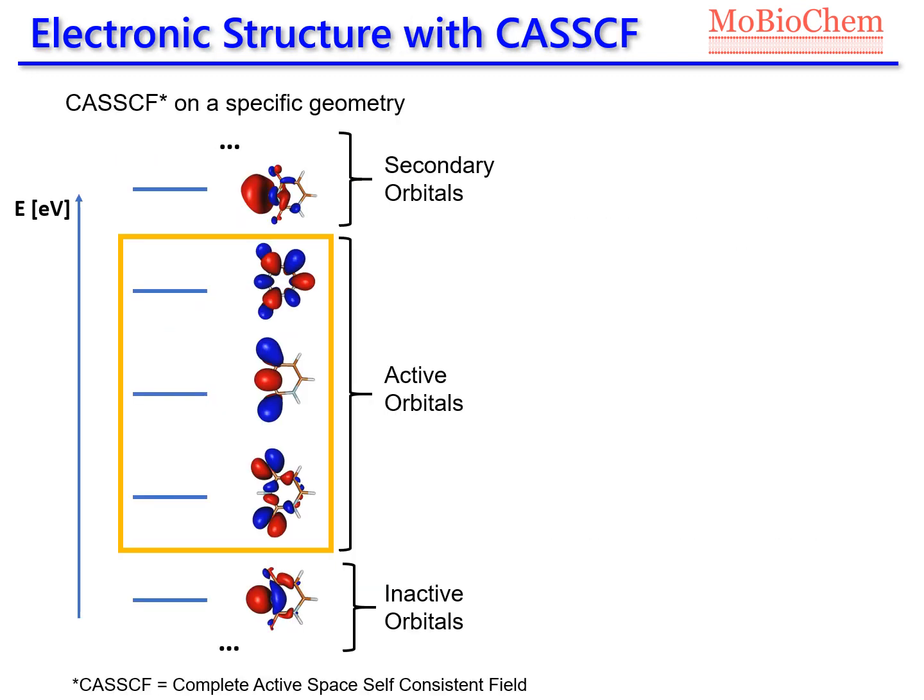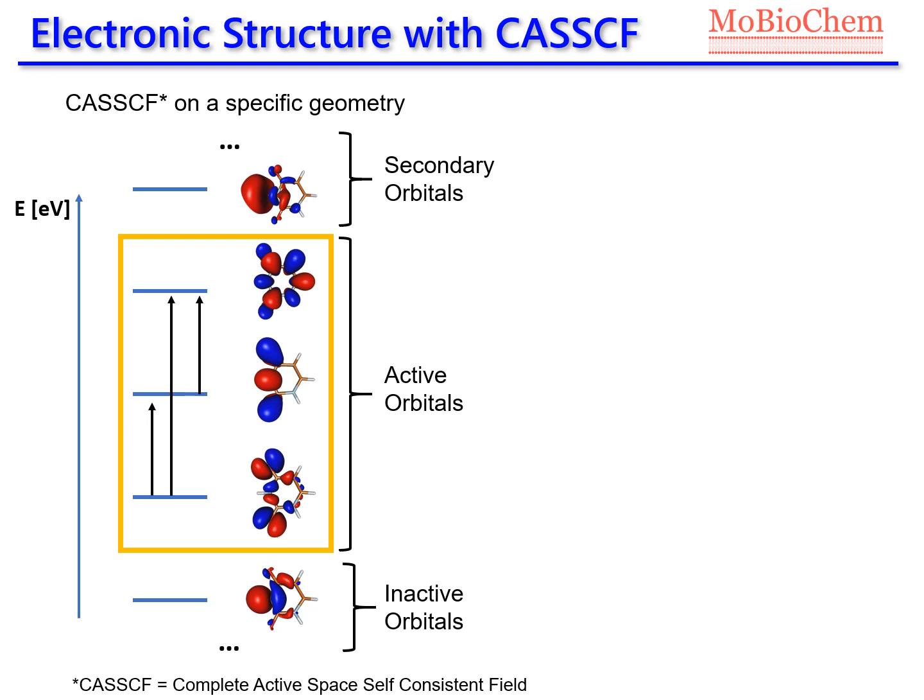Within the framework of a CASSCF quantum mechanical calculation, we would first of all consider the entire ensemble of molecular orbitals of our system. Then we would subdivide it into three different subspaces as shown here. Within this framework, we would allow for electronic excitations exclusively within the active orbital subspace.